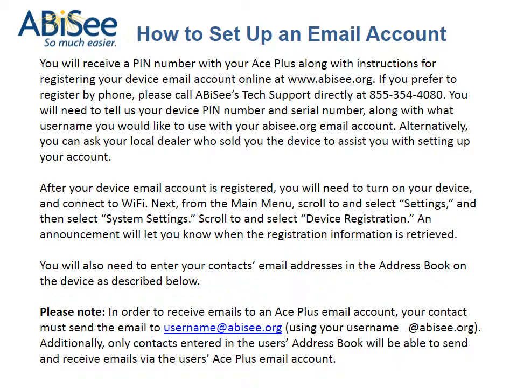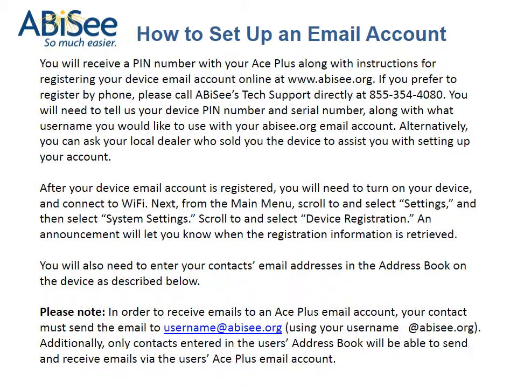After your device email account is registered, you will need to turn on your device and connect to Wi-Fi. Next, from the main menu, scroll to and select Settings, and then select System Settings. Scroll to and select Device Registration. An announcement will let you know when the registration information is retrieved. You will also need to enter your contacts' email addresses in the address book on the device as described below.